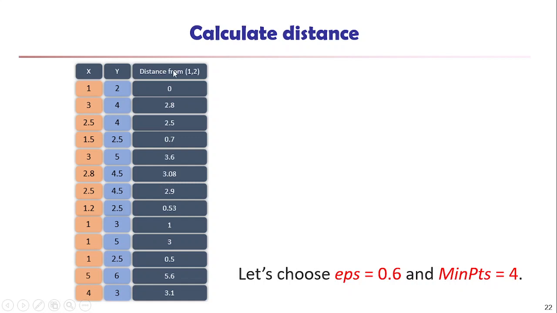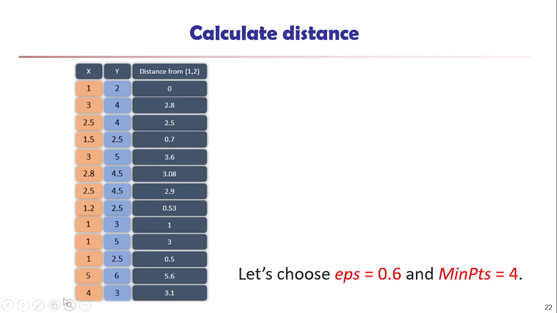This is the distance from the first point, which is 1 comma 2. Now let us choose epsilon equal to 0.6 and min points equal to 4. You are already familiar with these terms. So any point which has a distance less than or equal to 0.6 will be in the epsilon region, or the epsilon boundary, of the point 1 comma 2.